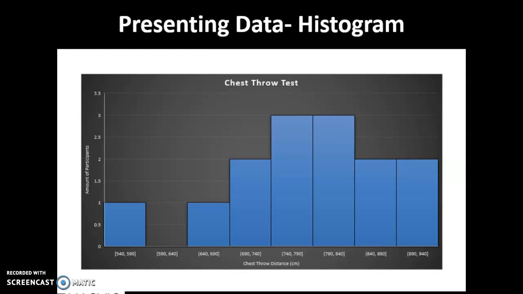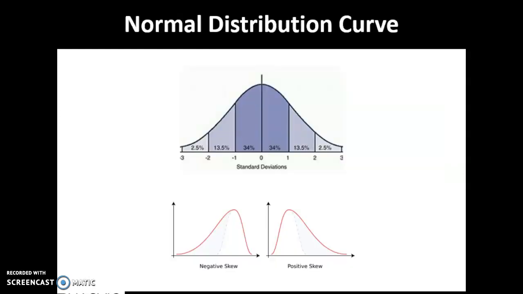In my example, the buckets have a range of 50 centimeters, and the bar's height will then show the amount of participants in each group. The buckets do not overlap and the data is continuous, so there are no gaps between the bars. When using histograms, you would usually use a normal distribution curve to see if your data is normally distributed. A normal distribution curve shows how equally your data is distributed.